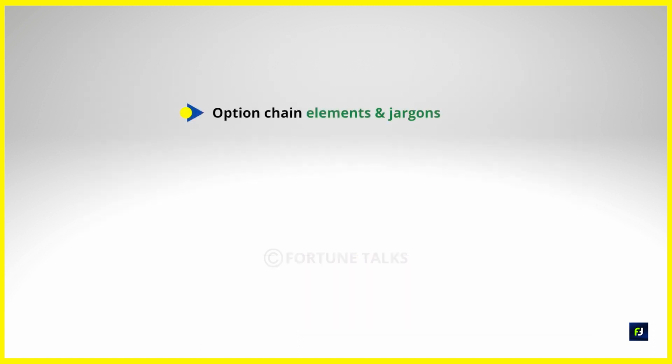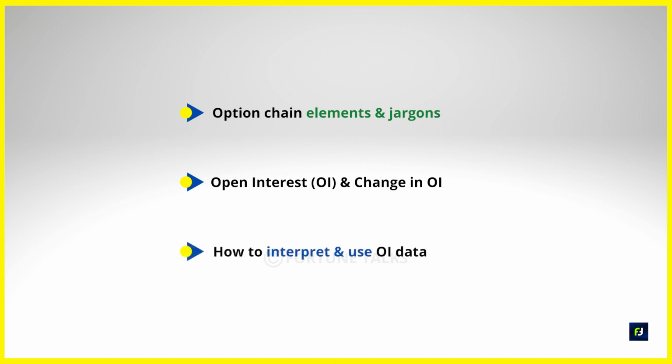First, we will look at a typical option chain, understand every important section of it, and learn about the important jargons and how they are being represented within an option chain. Then, we will have a detailed discussion about open interest and change in open interest. We will learn how to interpret and use the open interest data to read the market in a precise manner.